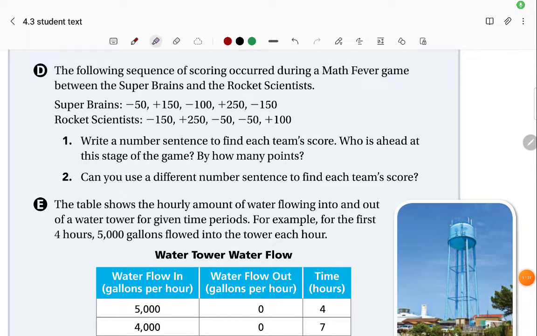Okay, and then on D, coming back to the beginning of the student edition, we learned about the Math Fever game. That's when we were adding and subtracting positive and negative numbers. So write a number sentence to find each team's score, who is ahead, and by how many points. Can you use a different number sentence? So go ahead and answer these, pause the video, and try them on your own, and then come back and see how you did.